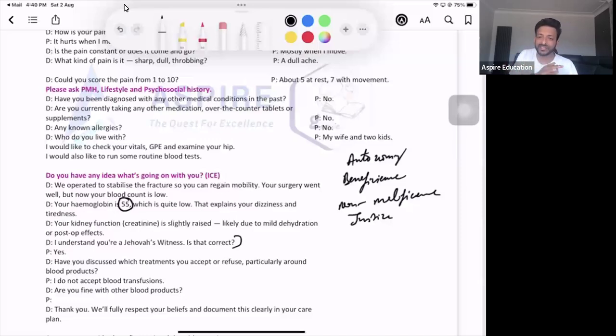Now tell me, the patient is a Jehovah's Witness, the Hb is 55, the patient is having dizziness. You know the blood is the best option, but the patient is refusing blood because the patient is a Jehovah's Witness. So what are you going to do? Are you going to give blood? Are you going to go for autonomy, or are you going to go for beneficence?